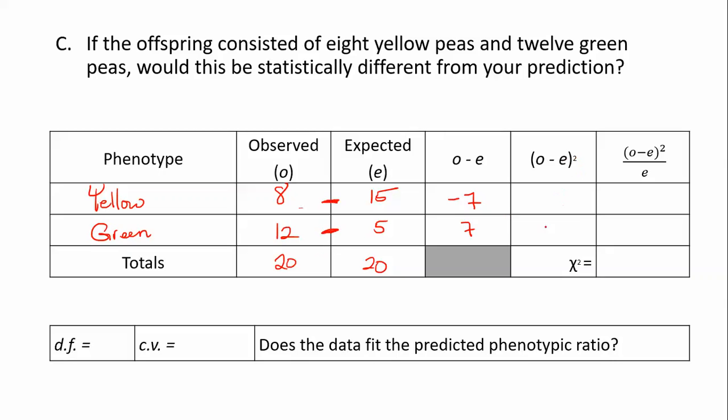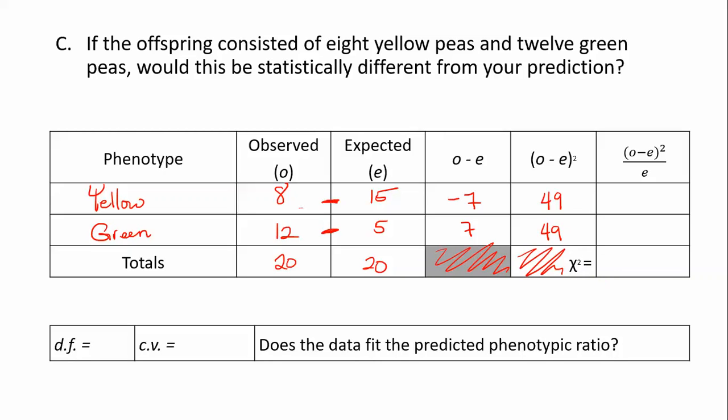In my next column, I'm going to take the previous column's value and square it. So negative 7 squared is 49. Positive 7 squared is also 49. Notice that I've blacked out the total column here, and I kind of already have something in this column. We're not calculating totals for either of those two columns.